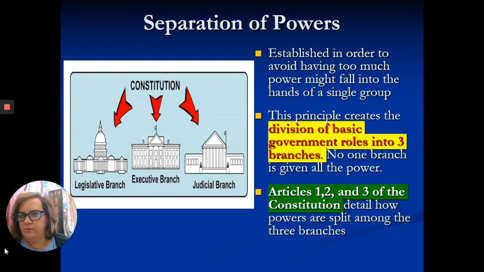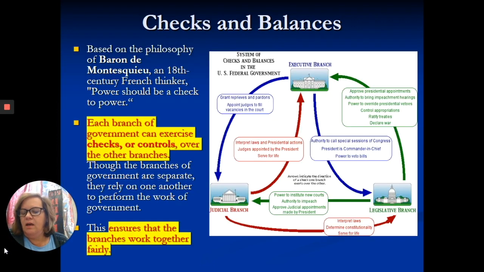Just notice that this is different from federalism in the fact that we can also see separation of powers at those levels. So the federal government has a legislative, executive, and judicial branch. The state government has a legislative, executive, and judicial branch. And then also the local governments have legislative, executive, and judicial branches. So each level of government under federalism has the powers separated into 3 different branches.